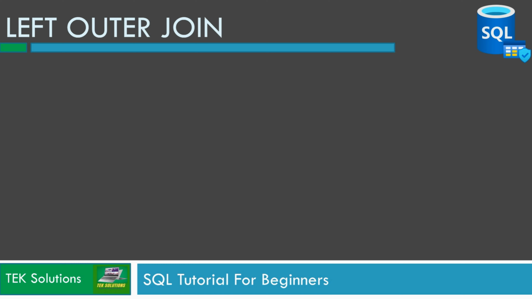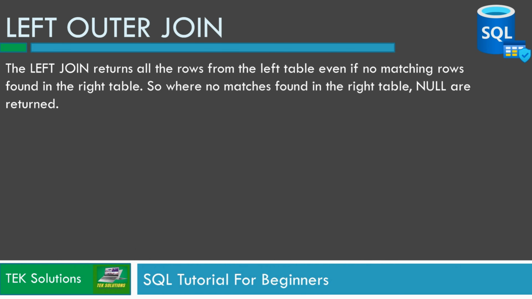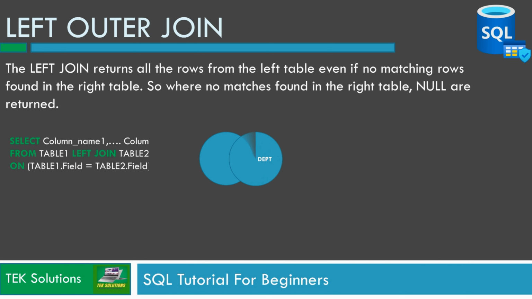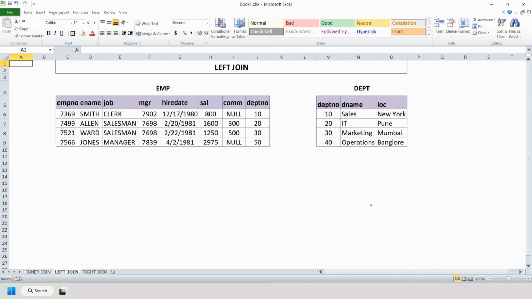Next is left outer join. The left join returns all the rows from the left table even if no matching rows are found in the right table. So no matches found in the right table will return nulls from the right table in that particular row. The syntax is select columns from table 1 left join table 2 on table 1 dot field equals table 2 dot field. That is the join condition.